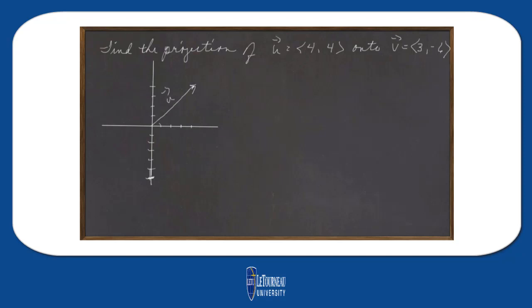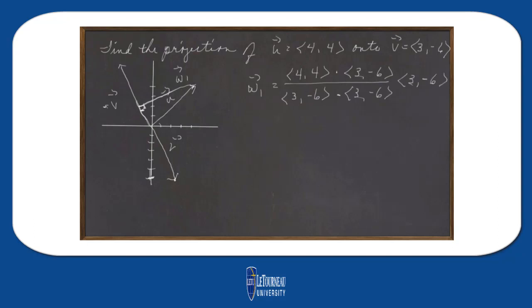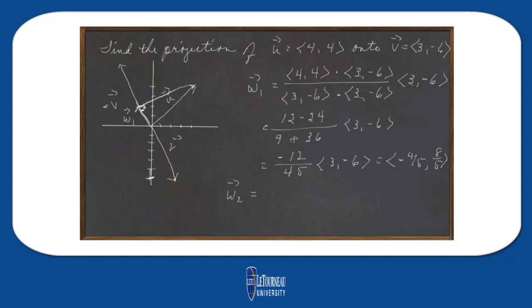We want to find the projection of u equal to 4, 4 onto v equal to 3, minus 6. So we have the vector u, we have the vector v there, and notice how I extended v so that I could do a projection. Notice the projection is perpendicular. So w1, which is what we're looking for, is the quotient of those two dot products times the vector 3, minus 6. So we have 12 minus 24 over 9 plus 36 times the vector 3, minus 6. And so when we do the arithmetic, that is minus 4/5, 8/5, and that is the projection of u onto v.